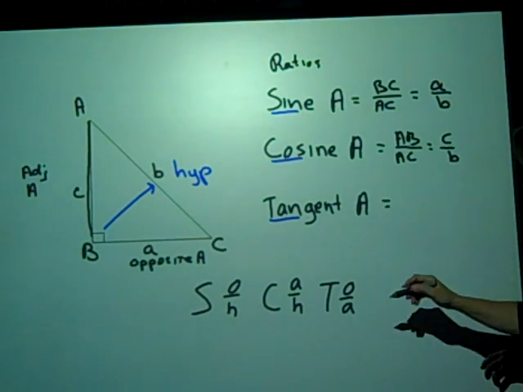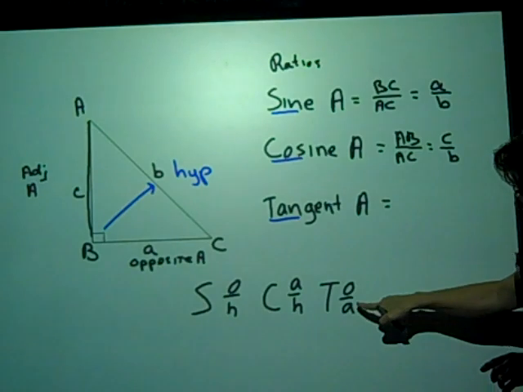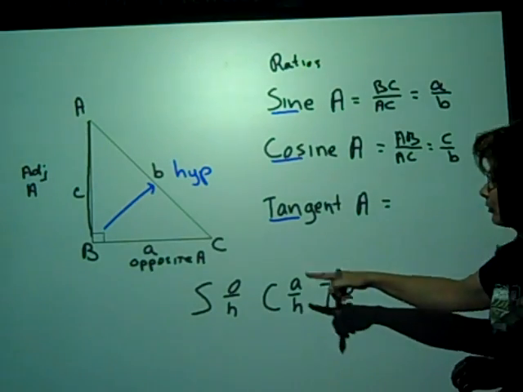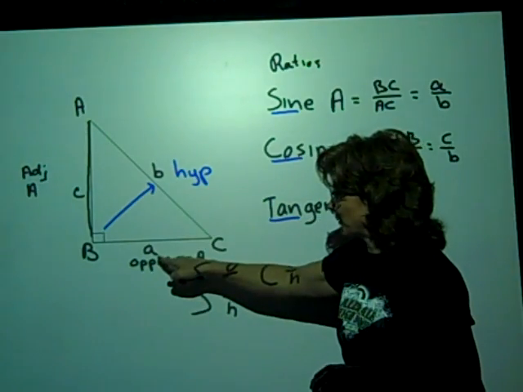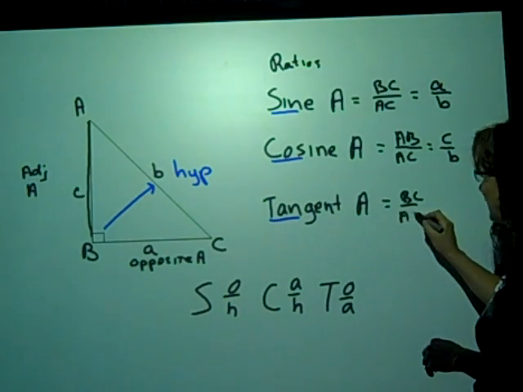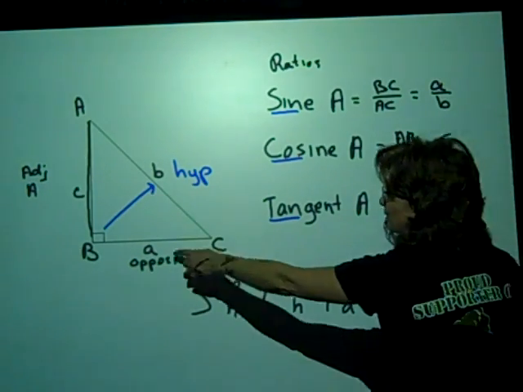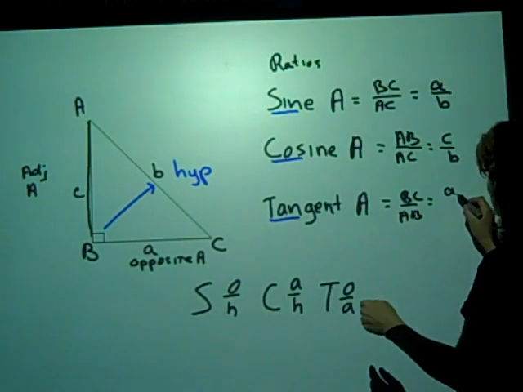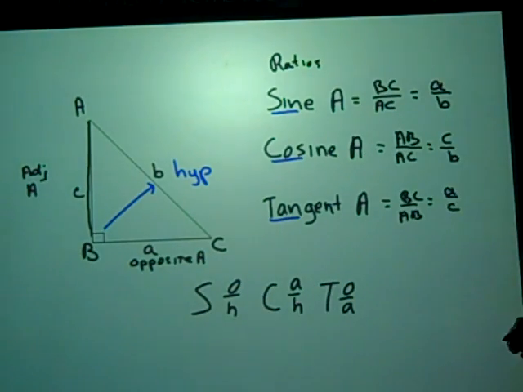The tangent of A is the opposite leg over the adjacent leg. So I've labeled them opposite and adjacent. So I have BC over AB, and that would be a over c, or whatever numbers were there. Now that's just for angle A.